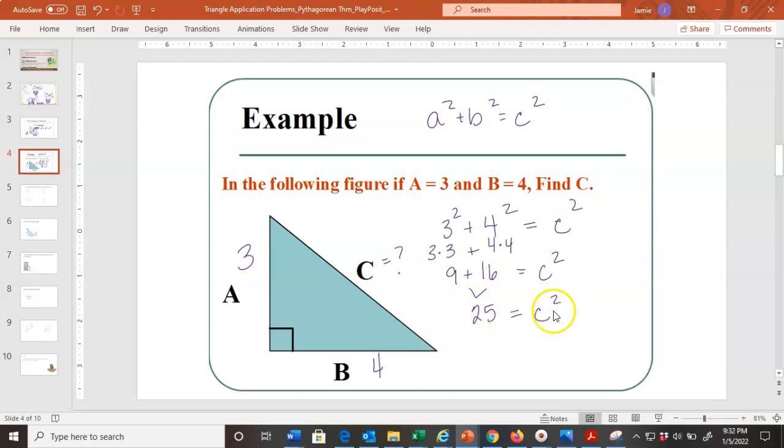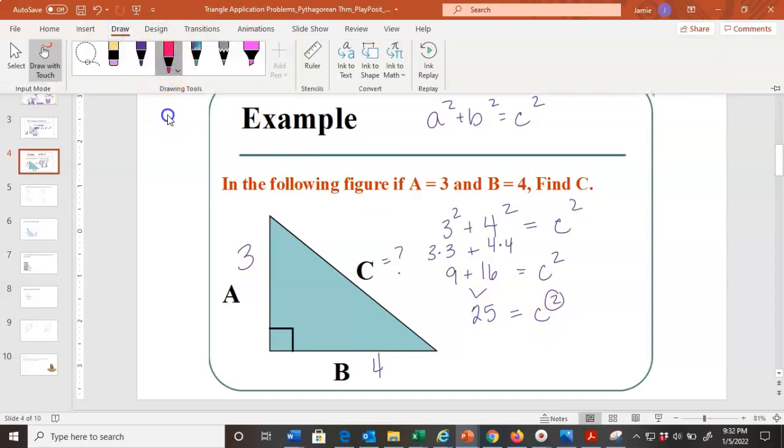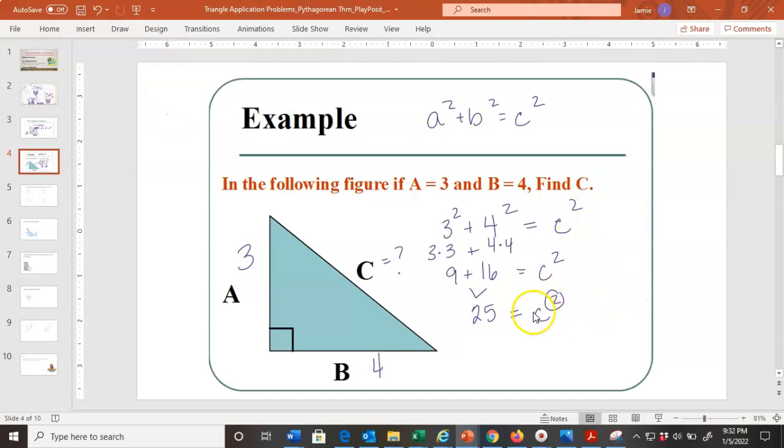And do you guys remember how to solve a squared? How do we get rid of the squared? We have to think, well, what's the inverse of squaring? Or what's the opposite of squaring? And it is square rooting. So we're going to square root both sides. When you square root a squared, they cancel out.